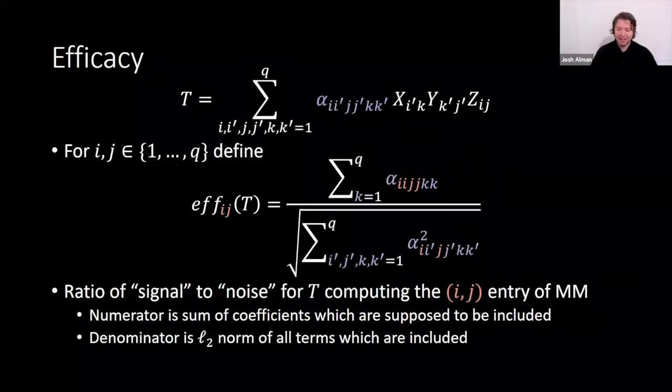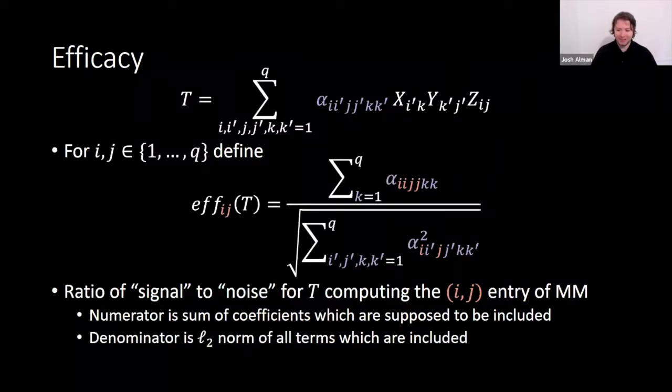The denominator is the L2 norm, the square root of the sum of the squares of all the terms which this tensor is including in the ij entry. This is kind of measuring the noise, because it's measuring all the different terms that are showing up, even the ones that are not supposed to be in matrix mult. This is the measure, and later in the talk I'll explain why exactly we used a sum here and an L2 norm there. So this is the efficacy for a particular ij output entry.